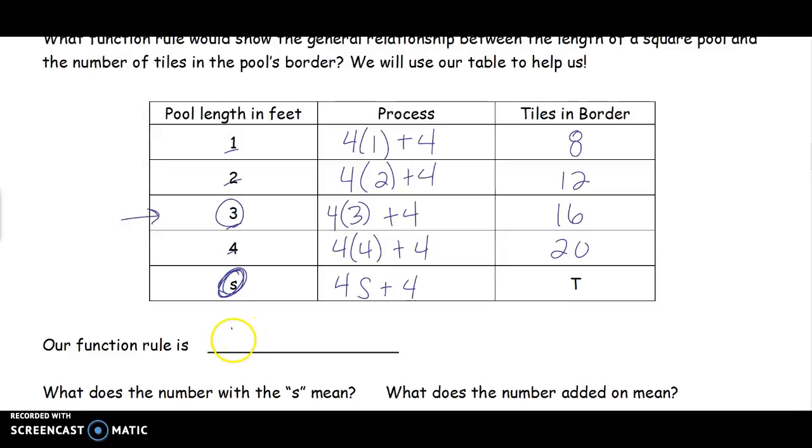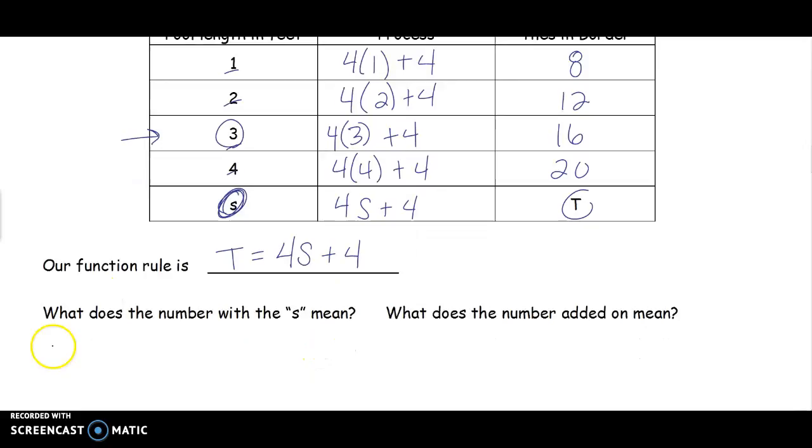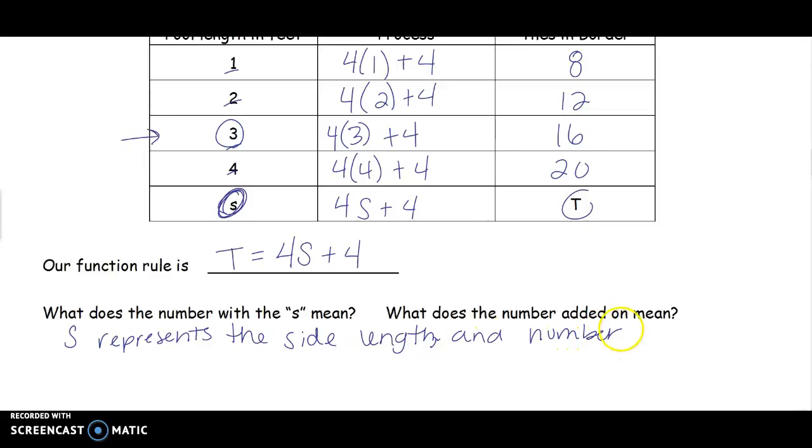Okay, this is what we would use to solve if we had a 100 by 100 foot pool. So we would say our tiles in the border, T, is equal to our 4 sides times the side length plus the 4 corners. Okay? S represents the side length. Okay? And the number added on represents the 4 corners.